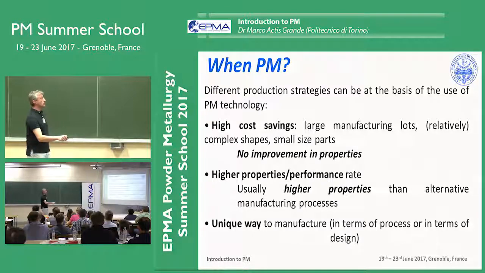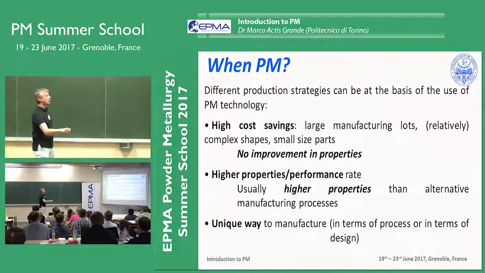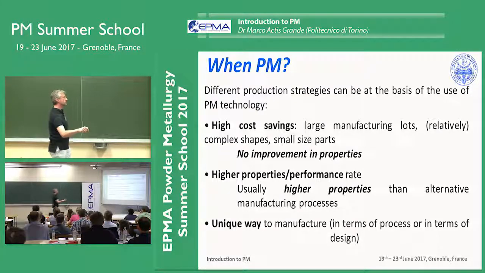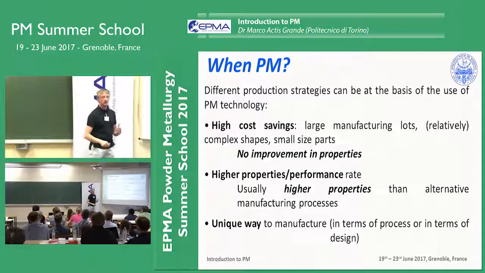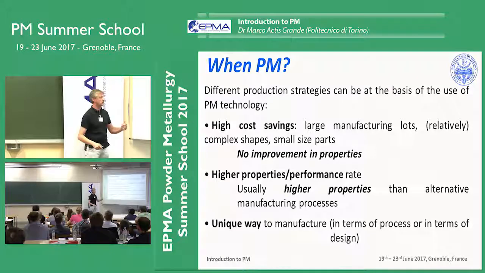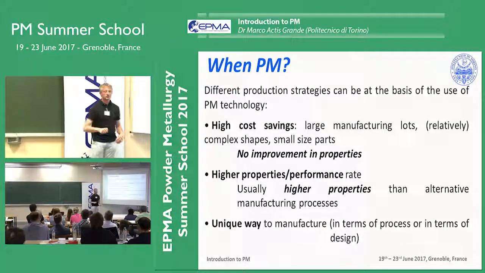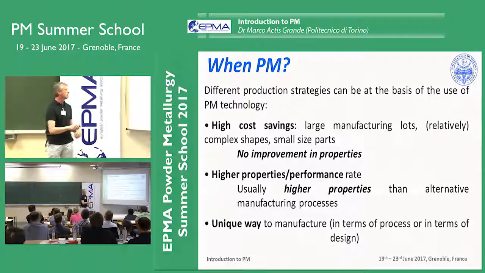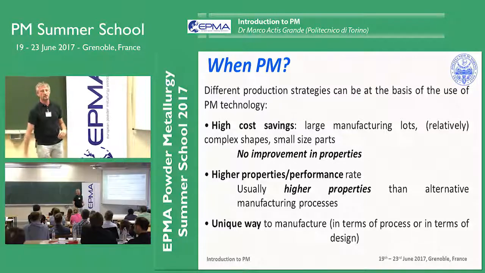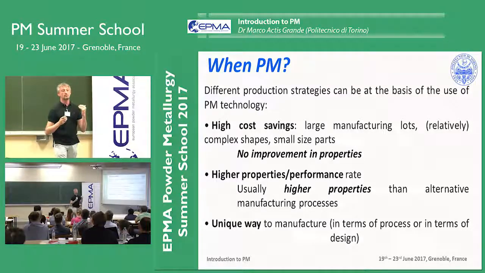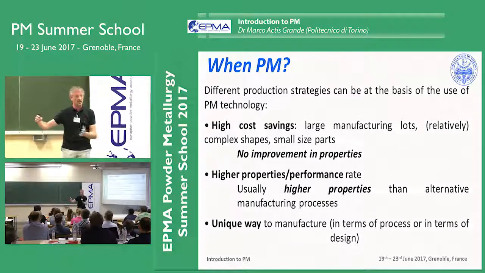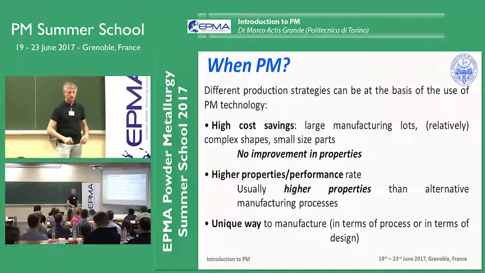The first one is when, let's put it this way, we can use PM and have very high cost savings if compared to other production processes. And this is valid when we have to produce large manufacturing lots, complex shapes, small size parts. This is in general associated to no improvement in mechanical properties of a given compound. That's to say, if we compare the mechanical properties of the PM produced part and of another technique of production, we don't have improvement in properties.